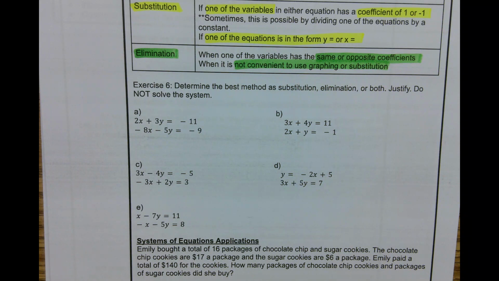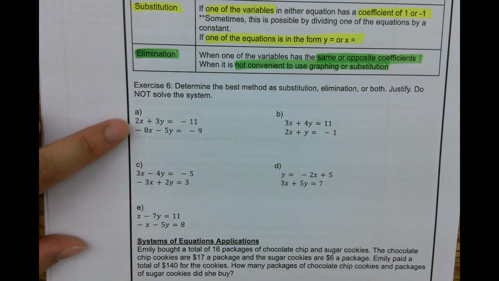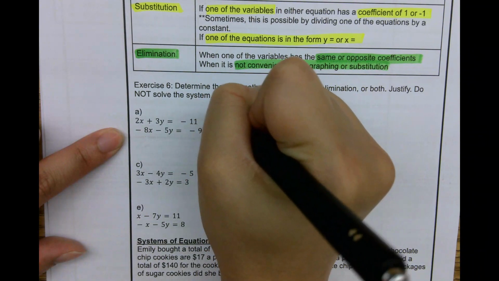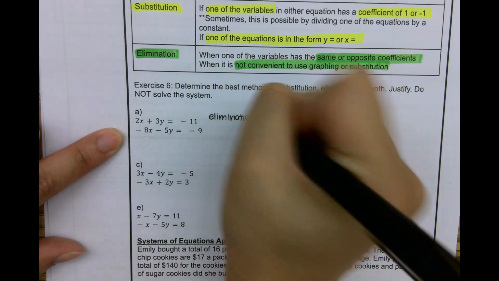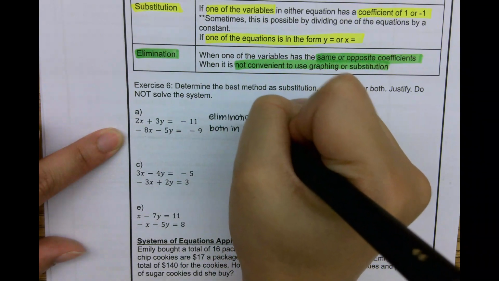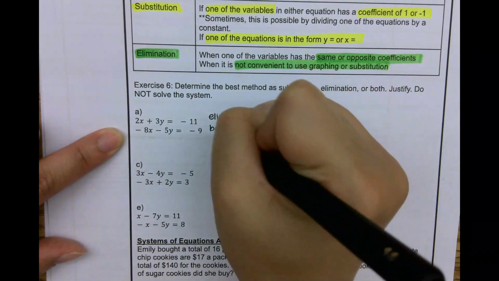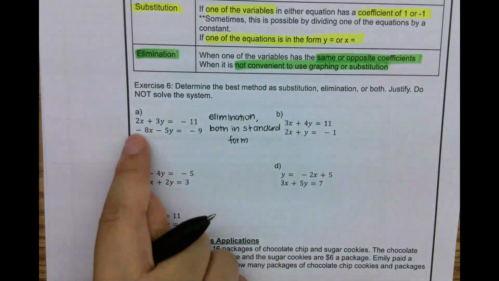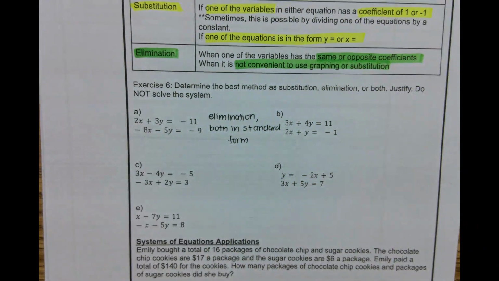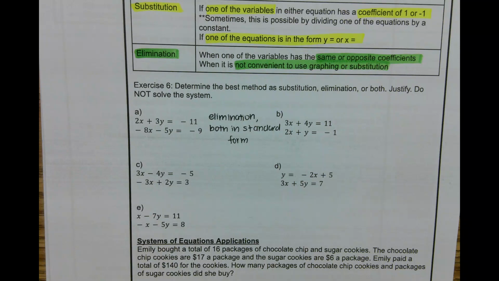So here, for question A, 2x plus 3y equals negative 11, negative 8x minus 5y equals negative 9. For me, I would choose elimination. The reason why is because both are in standard form. I would not choose substitution because, as you can see, none of them have a coefficient of 1: 2, 3, negative 8, negative 5. And I don't have something easy like x equals or y equals. So substitution is probably not the way to go.